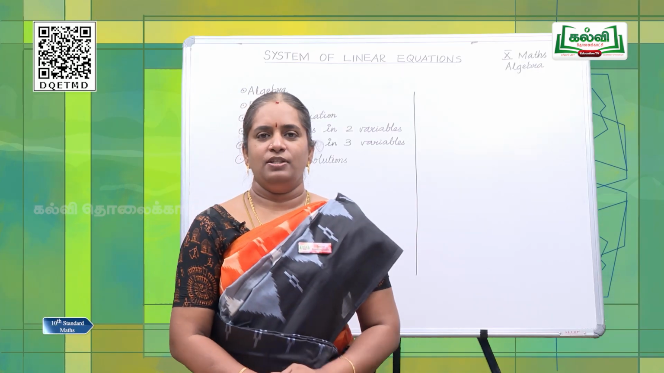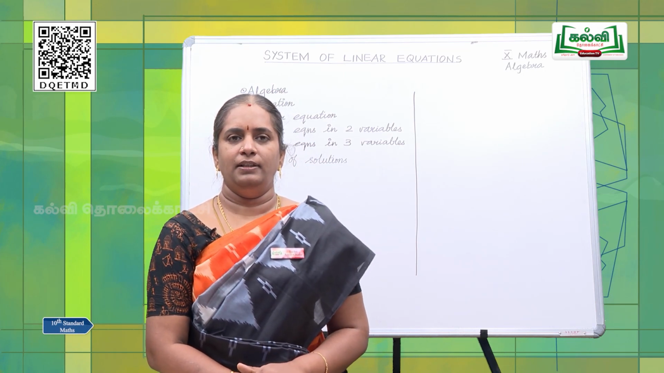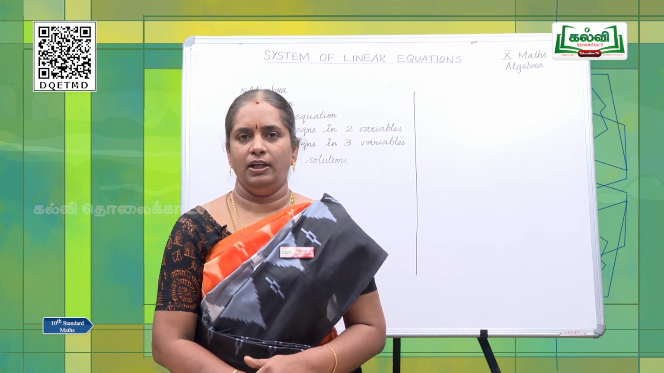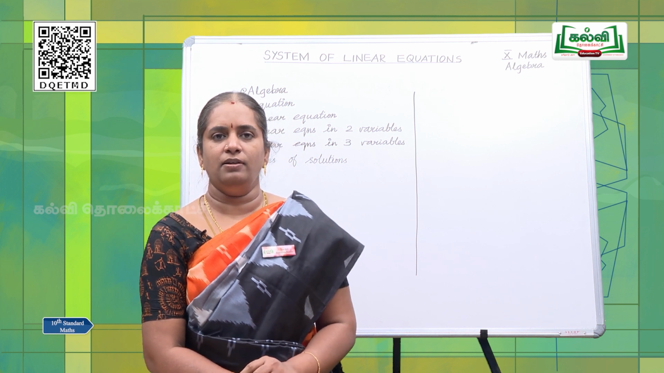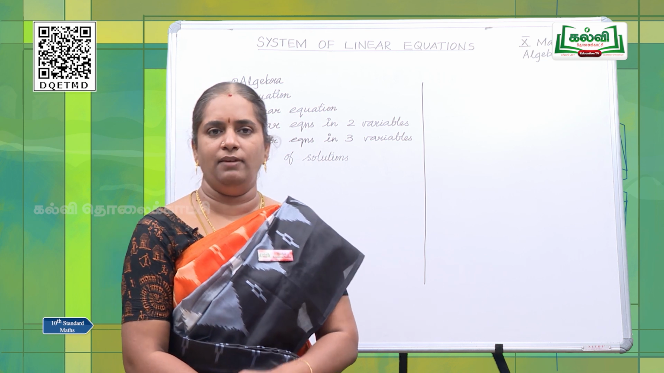Welcome children. So far we have seen the study of numbers. Further we have to move on to the next department, which is the study of unknowns. It is called algebra. The science of unknowns is called algebra. We have to say what an equation is first.